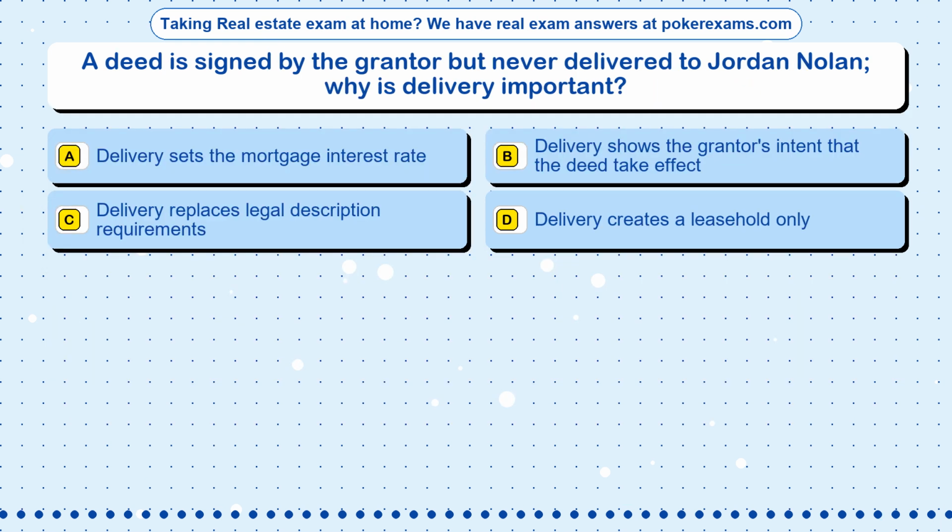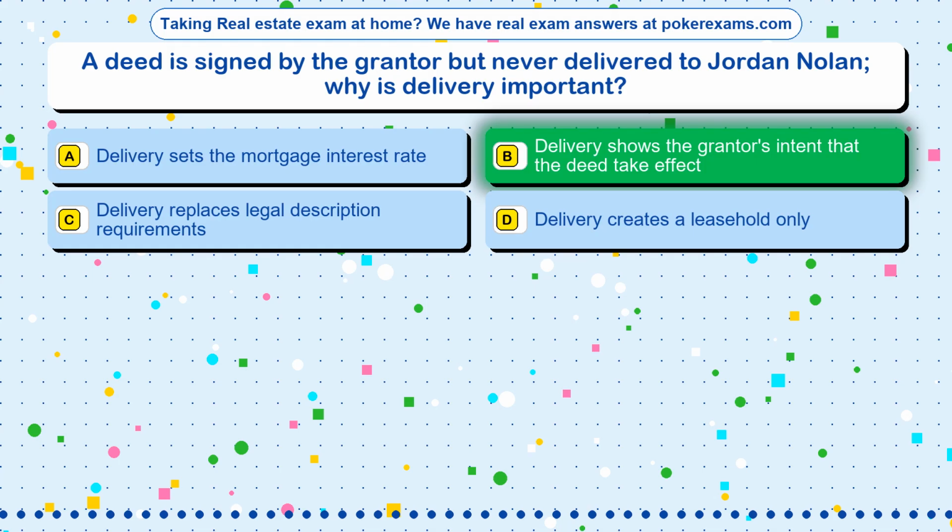Question 14. A deed is signed by the grantor but never delivered to Jordan Nolan. Why is delivery important? Option A. Delivery sets the mortgage interest rate. Option B. Delivery shows the grantor's intent that the deed take effect. Option C. Delivery replaces legal description requirements. Option D. Delivery creates a leasehold only.